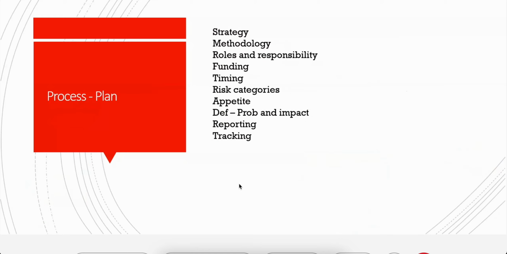All right, so planning process. We sort of talked about the planning, which is right here, and strategy: how I'm going to do risk analysis. We have this process right here, right? That's going to be a strategy. Methodology. We already know that's going to be a methodology.